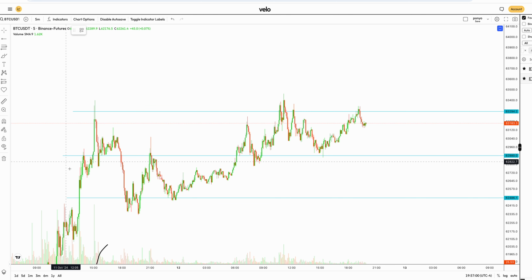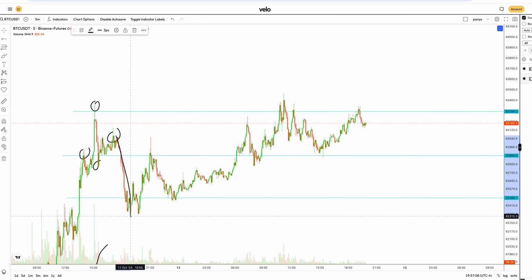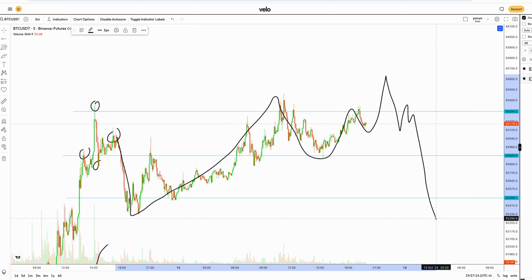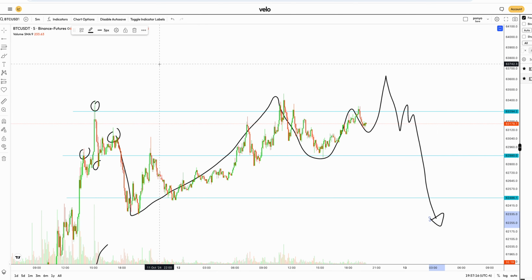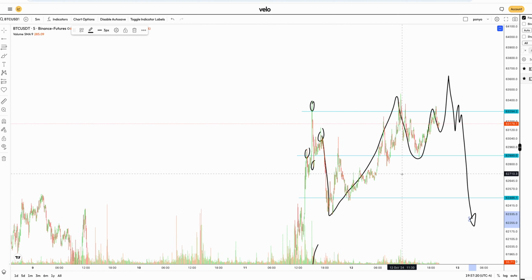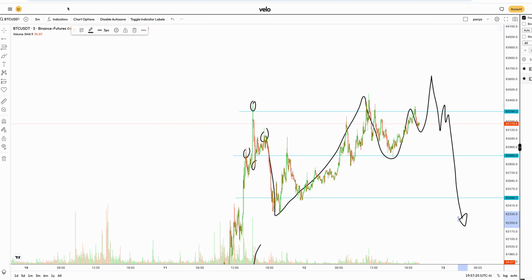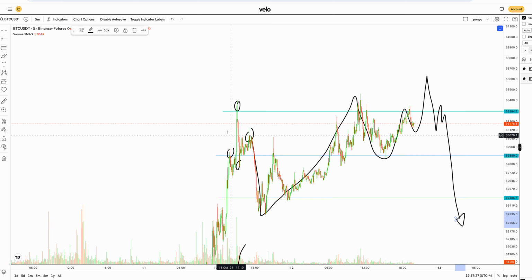This is your preliminary supply, your buying climax, your automatic rally, secondary test, sign of weakness. This is your upthrust, and then it looks like you're having your upthrust in phase B before continuing down. So just be mindful of a scenario like this, where this little range we have here on the weekend is distribution.